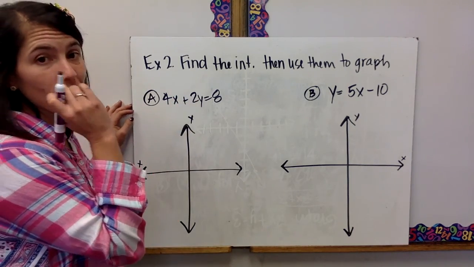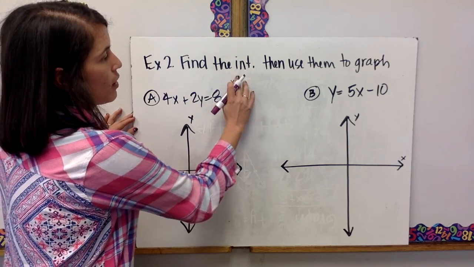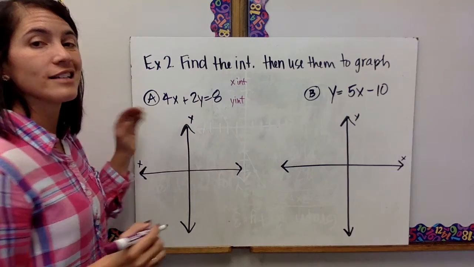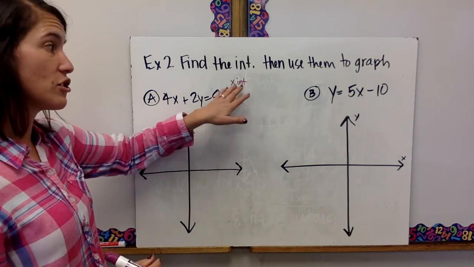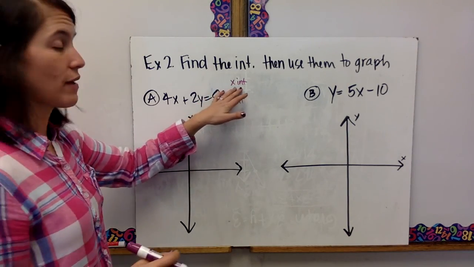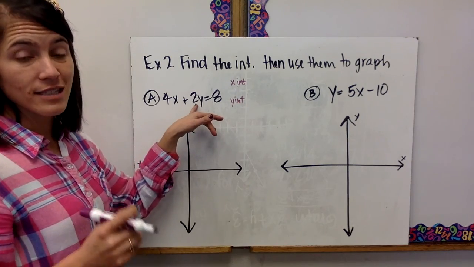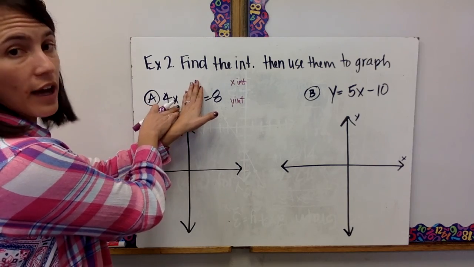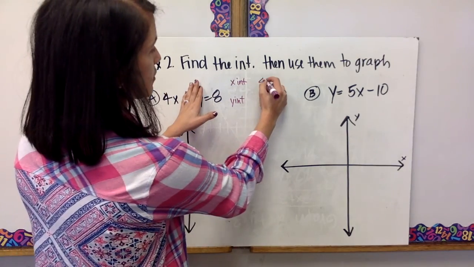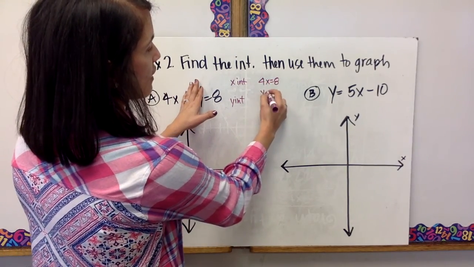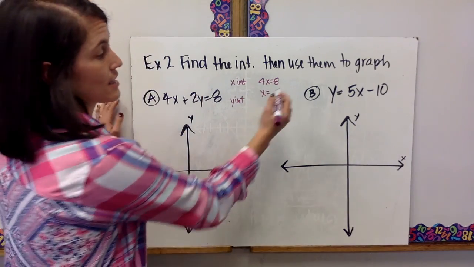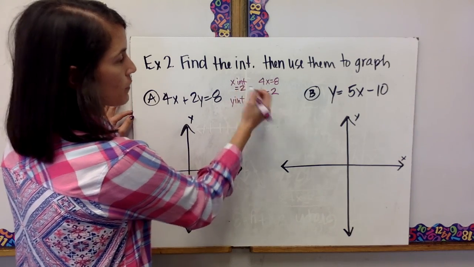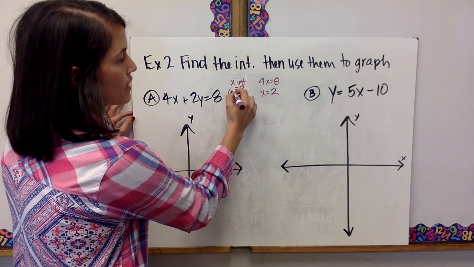To find the intercepts, remember, I'm going to find my x-intercept and my y-intercept, I'm going to substitute 0 in. So for my x-intercept, I'm going to substitute 0 in for y. Well, 2 times 0 is 0, so it's kind of like this goes away. And I'm left with 4x equals 8. And if 4x equals 8, then x is equal to 2. So my x-intercept is 2, and the point is (2, 0).